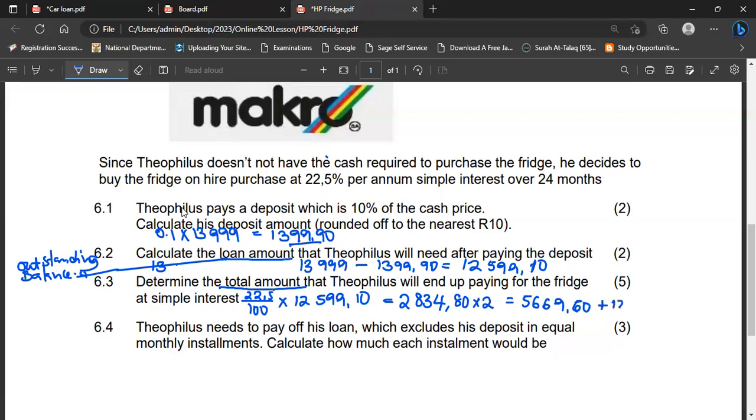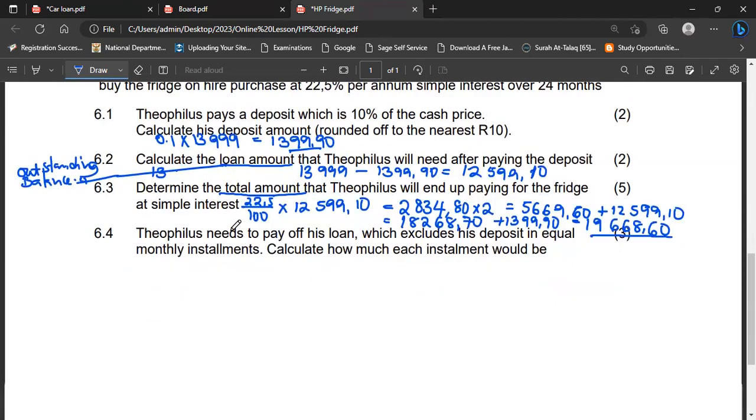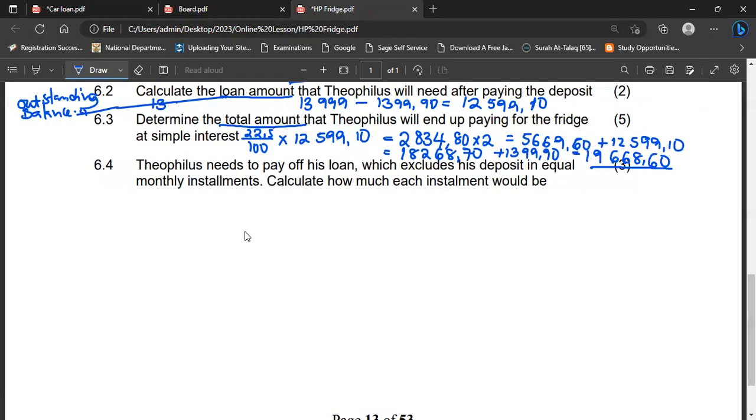Plus the money the person has taken. So at the end, the person has this much, plus the deposit. All right.